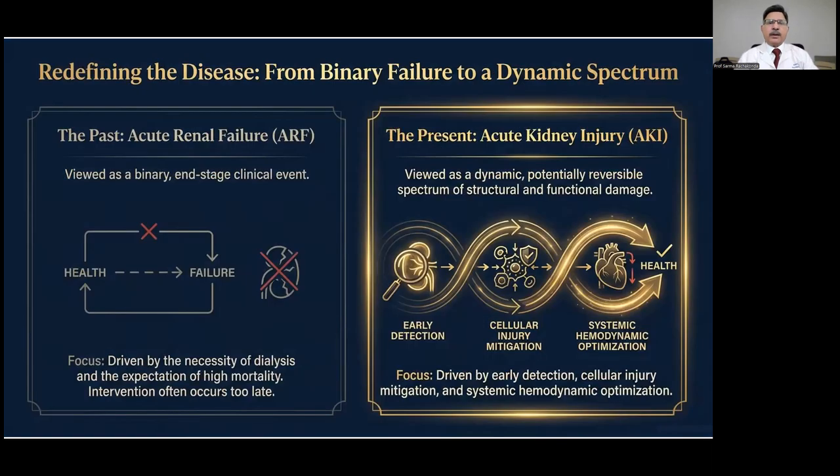Now you see, in the past acute renal failure was viewed as a binary end-stage clinical event. Earlier we used to have health and failure. Two components: either he is healthy or he is in failure, a binary classification. Driven by the idea that AKI always means dialysis, expecting high mortality, and dialysis intervention often occurring very late.